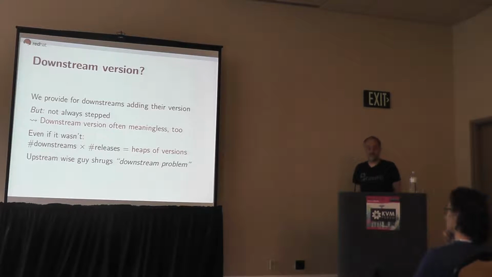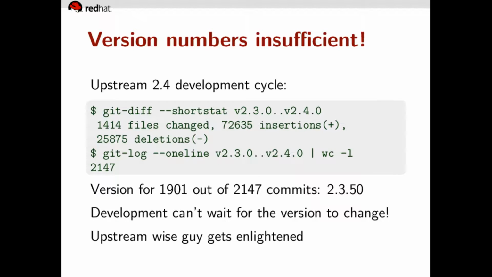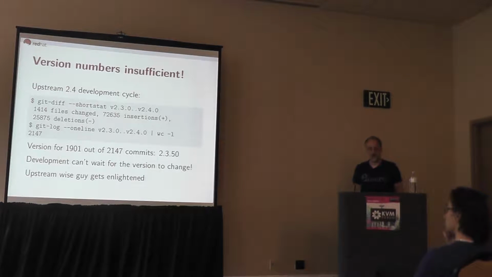So you may say, what do I care? That's a downstream problem. Let downstreams worry about it. Let me rephrase it as an upstream problem for you. Have a look at the 2.4 development cycle. In about 4 months, we touched over 70,000 lines in 2,147 commits. For 1,901 out of these, the version was 2.3.50.